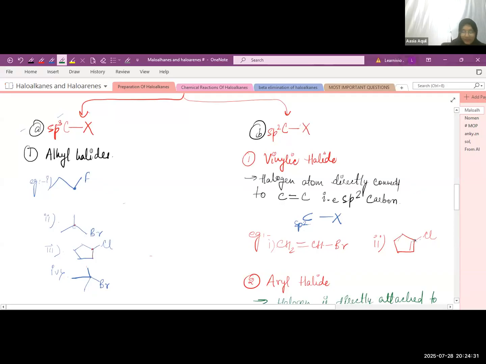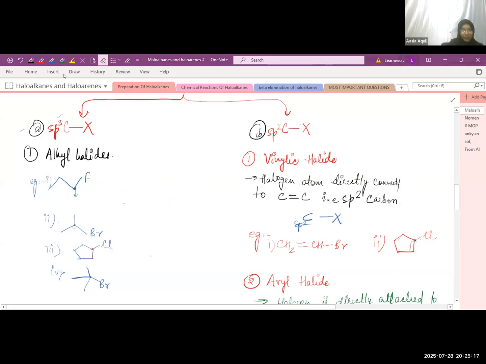Only one halogen group is attached to this carbon. Now see, this carbon is sp3 hybridized, right? If you draw the structure, CH3, CH2, CH2 and F. You can see this fluorine is a halogen group attached to this carbon. Just tell me the hybridization state. So it's sp3. Wherever you see a single bond, understand it's an sp3 hybridized carbon. If it were a double bond, it would be sp2 hybridized. If it is a triple bond, then sp.